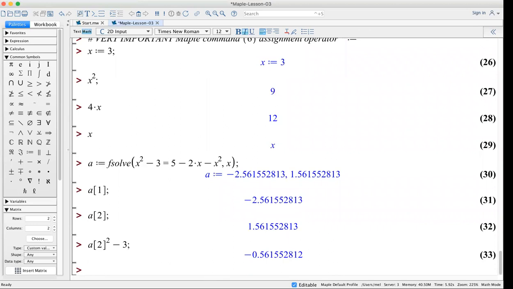So there's a lot that I just did in this lesson, and it's really important to spend some time going over these commands and learning them and doing examples of your own and doing the homework problems. So that is the end of this lesson.